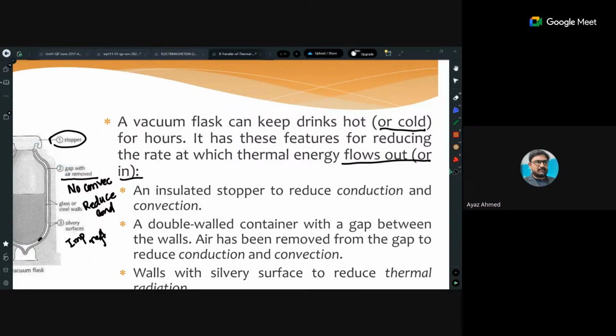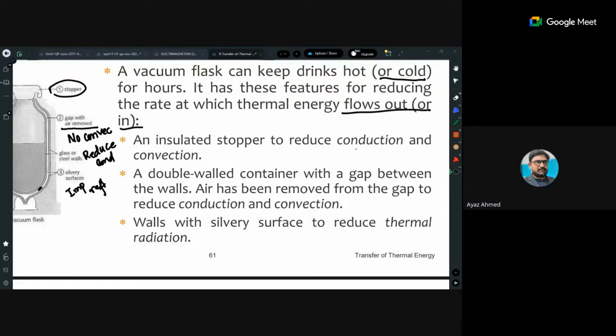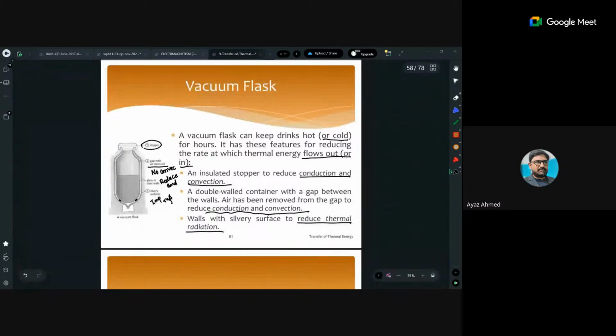Now see how. An insulator stopper to reduce both conduction and convection. Double walled container, gap between the walls, air has been removed to reduce the convection and conduction. Okay. And walls with the silver surface polish, they reduce the thermal radiation. So in this way you prevent the heat from being transferred. Is this clear to all?